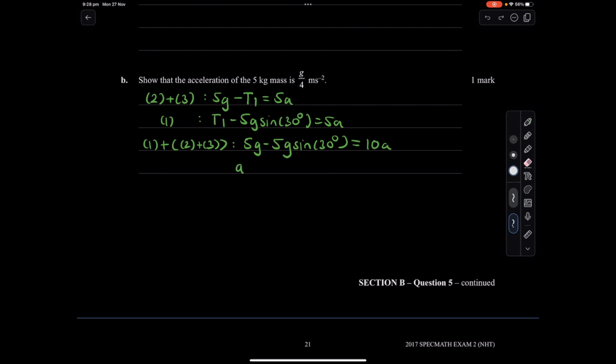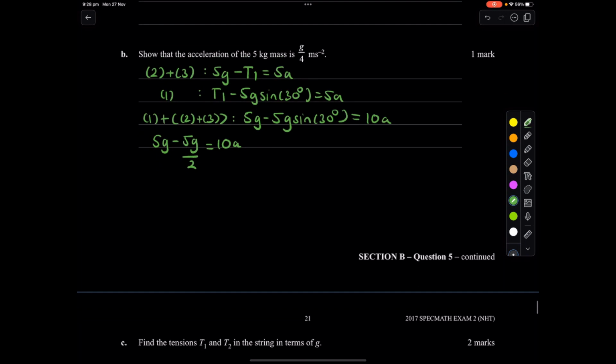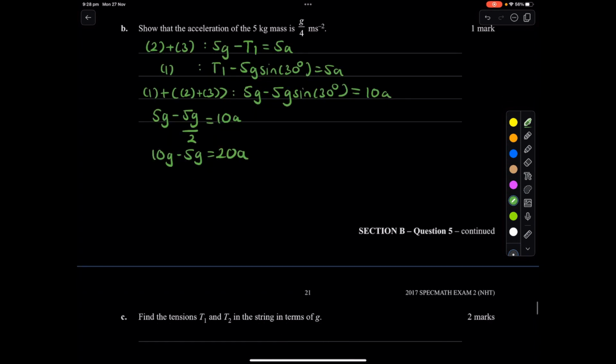Well, think about it. So 5g minus 5g sine 30, which is half actually. So we can write this just divided by 2. It's 10a, times everything by 2, so 10g minus 5g equals 20a, which in this case is 5g over 20. So a is just g over 4.